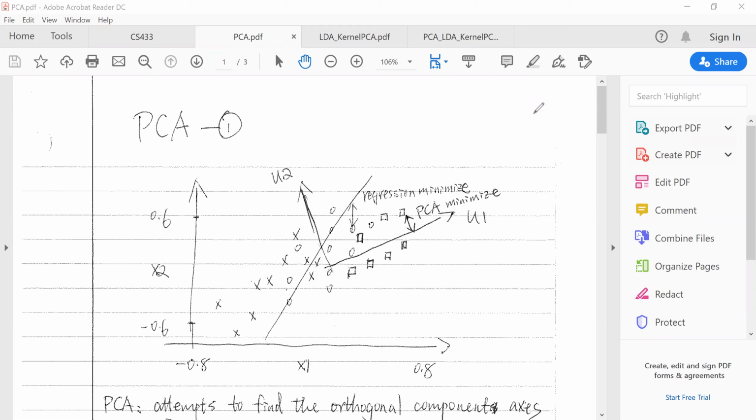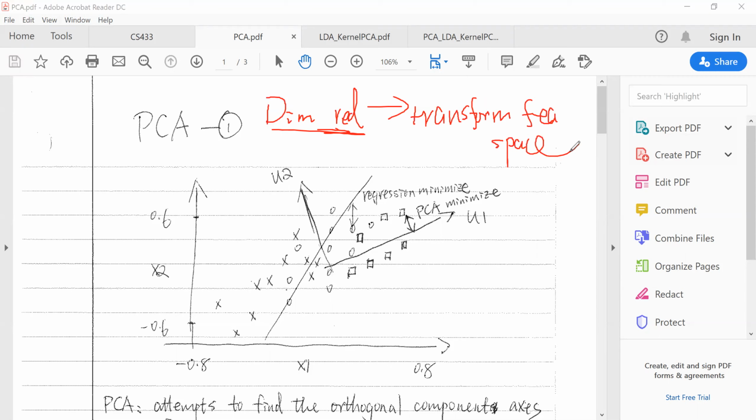So the major idea here for dimensionality reduction, because we mentioned it's about dimension reduction, is how do you achieve that? So basically a lot of times you transform the feature space. Transform the feature space. Okay, so how do we achieve that? Let's take a look at this example.